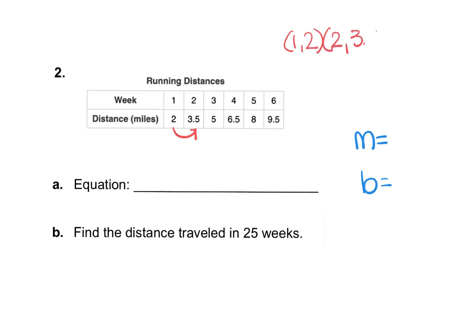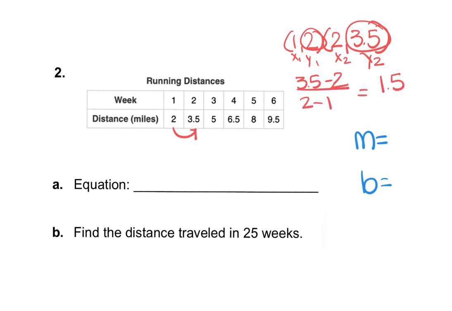and the 2 and the 3.5. And remember, we take the y of 2, so 3.5 minus 2 all over 2 minus 1. And we'd have 1.5. So remember, this is the same thing as finding the slope. You'd also notice going from 2 to 3.5 that we're adding 1.5. And then just make sure that it works for all of these. All right, so our slope here is 1.5.